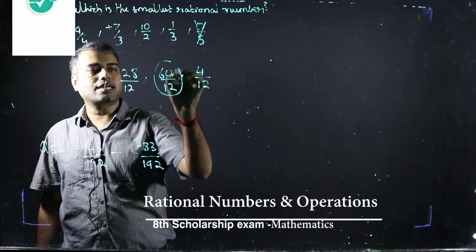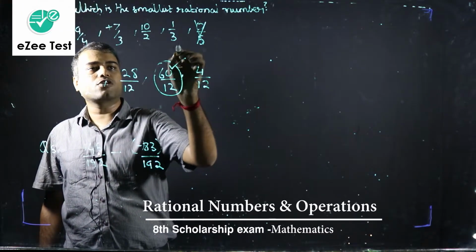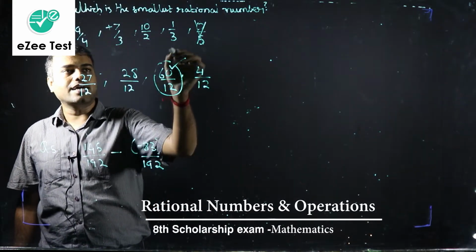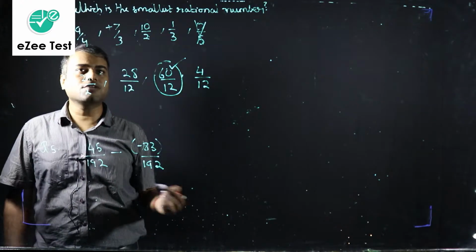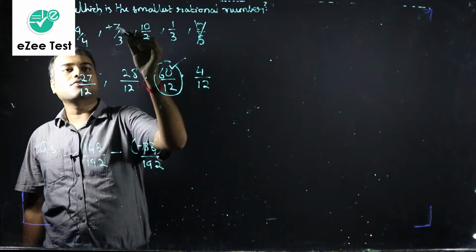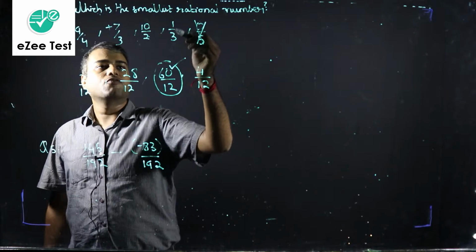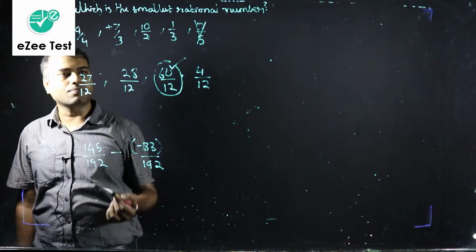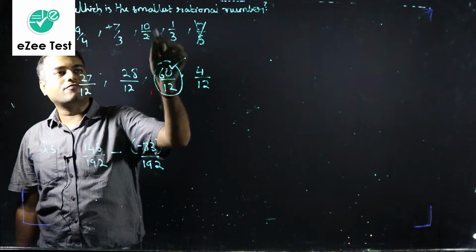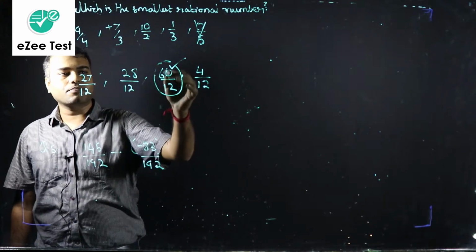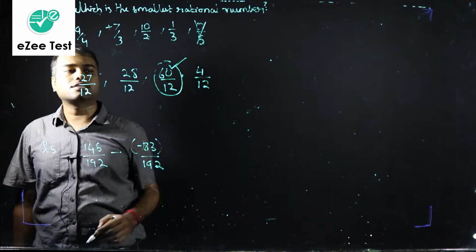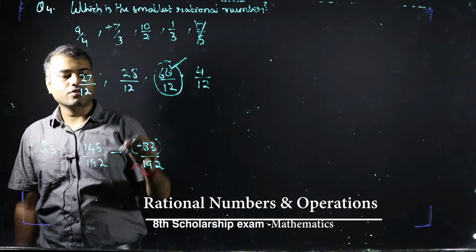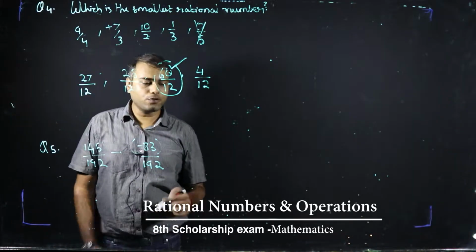Obviously 60 is the greatest numerator, so the greatest fraction out of these available 4 fractions would be 60 by 12, that is 10 by 2. And obviously what is 10 by 2? It is 5. 7 by 3 will be 2 point something, 1 by 3 will be less than 1, and 9 by 4 again will be 2 point something. So obviously 5 will be greater than all of these numbers. So the answer is 60 by 12, which was equal to 10 by 2. Fine. I hope you have understood this.